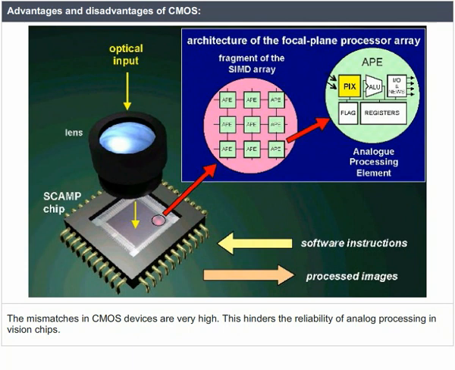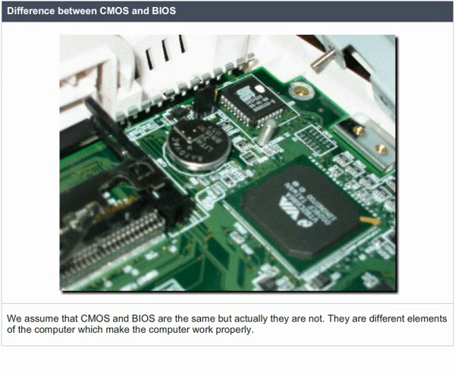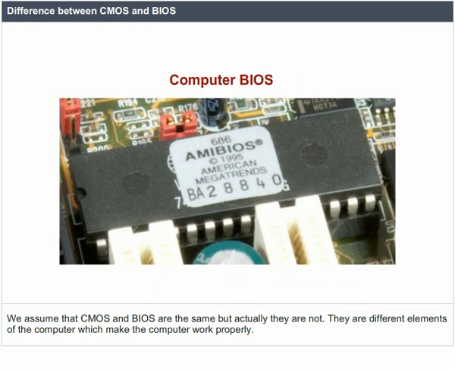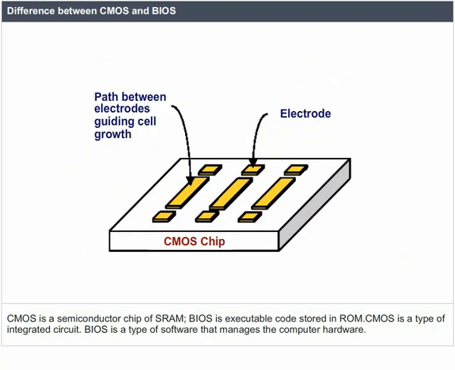Difference between CMOS and BIOS. We assume that CMOS and BIOS are the same, but actually they are not. They are different elements of the computer which make the computer work properly. CMOS is a semiconductor chip of SRAM. BIOS is executable code stored in ROM. CMOS is a type of integrated circuit. BIOS is a type of software that manages the computer hardware.